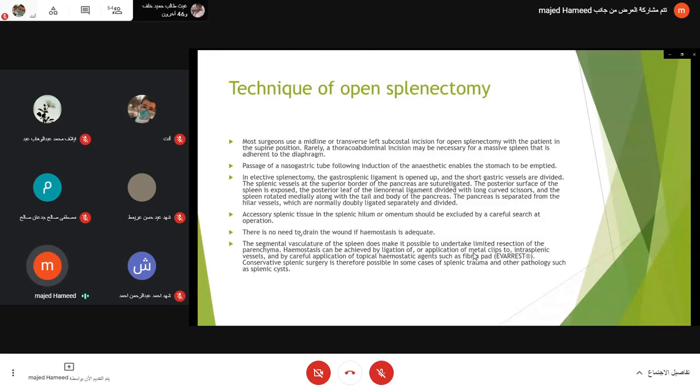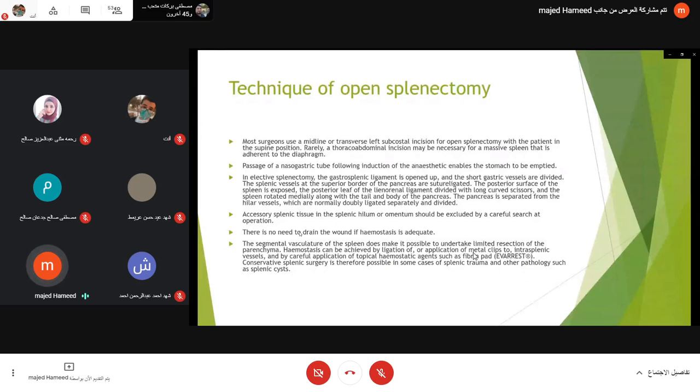The posterior surface of the spleen is exposed. The posterior leaf of the renal ligament is divided with long curved scissors, and the spleen is rotated medially along the tail and body of the pancreas. The pancreas is separated from the hilar vessels, which are normally double ligated separately and divided. Accessory splenic tissue and or omentum should be excluded by careful search at operation. There is no need to drain the wound if hemostasis is adequate.